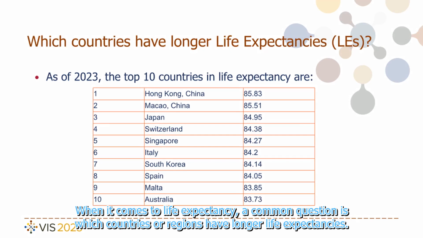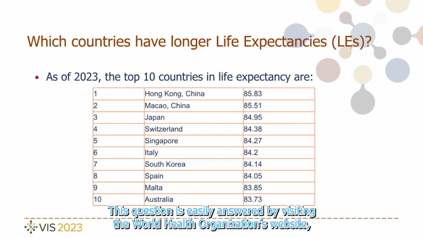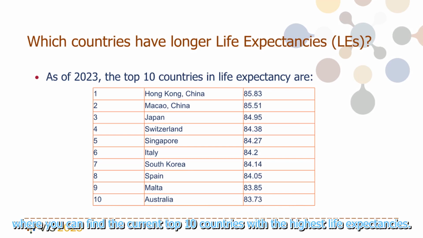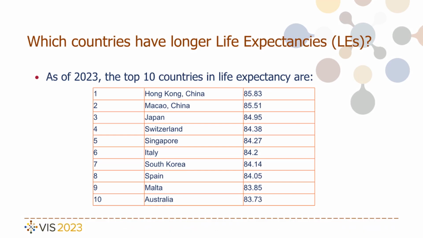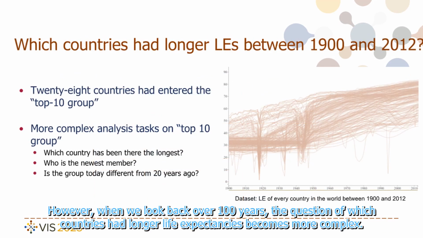When it comes to life expectancy, a common question is which countries or regions have longer life expectancies. This question is easily answered by visiting the World Health Organization's website, where you can find the current top 10 countries with the highest life expectancies. However, when we look back over 100 years, the question of which countries had longer life expectancies becomes more complex.